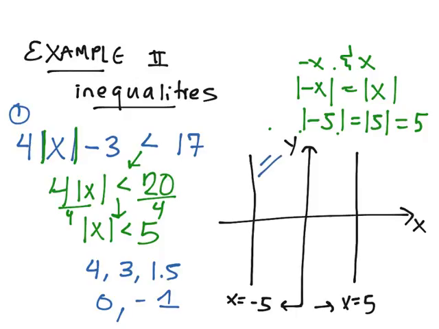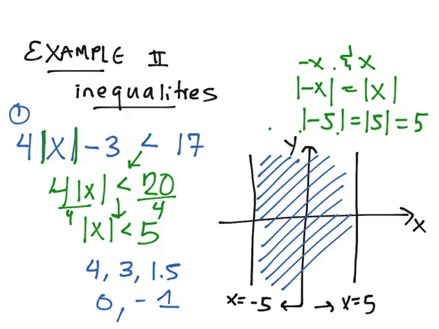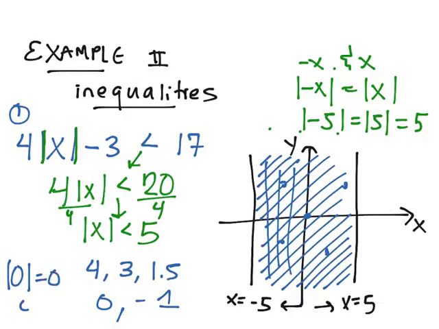So, x could be anything between these two lines. This entire region is our solution. Any point in this region satisfies our inequality. For example, look at the point 0, 0. X is 0. The absolute value of 0 is 0. 0 is less than 5. Satisfied.